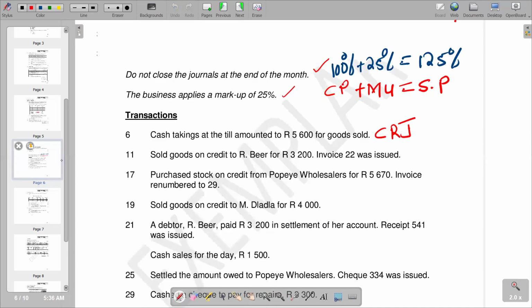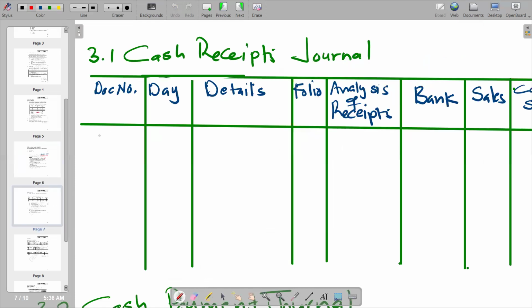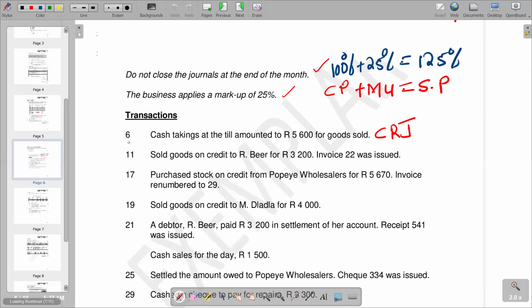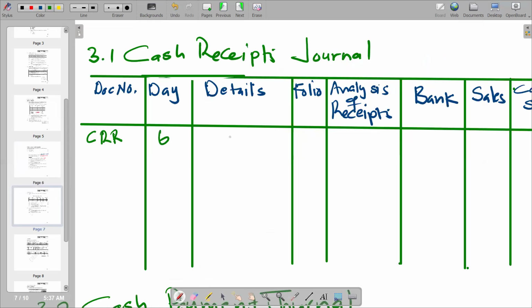So we start with our document number. If you refer back, I would see that these are cash takings. So obviously, we are going to see the information in the register. So we come here, we are going to say CRR. Then we move on to the day. We are seeing that we have got 6 here, representing the day. So if you come here, we are going to say 6.